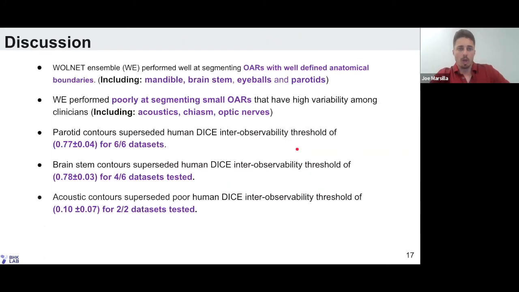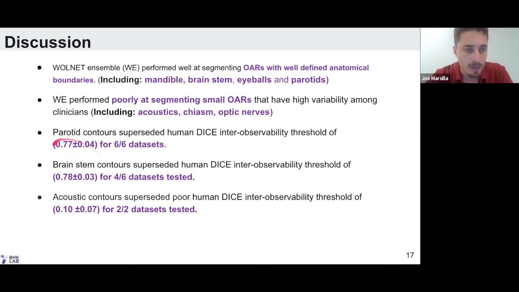When looking at what we did well, we segmented the mandible, brainstem, eyeballs, and parotid well. If you're doing badly at segmenting those right off the bat, that's not a good sign. You should be doing well at segmenting at least these. We performed poorly, but it may still be clinically acceptable, at segmenting acoustics, optic chiasm, and the optic nerves. The reasons are that they're smaller OARs, there's variability in how doctors contour these OARs, and they are just smaller than average organs.